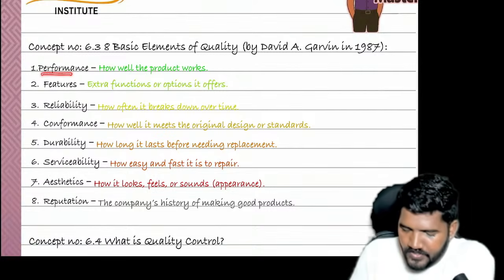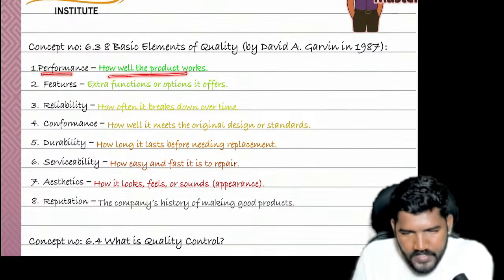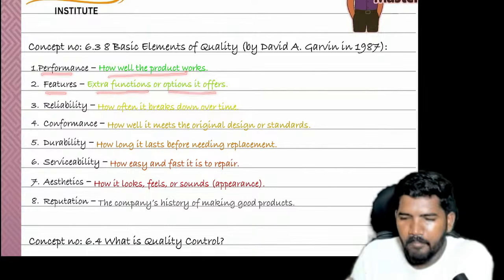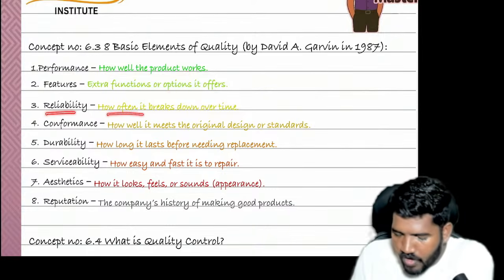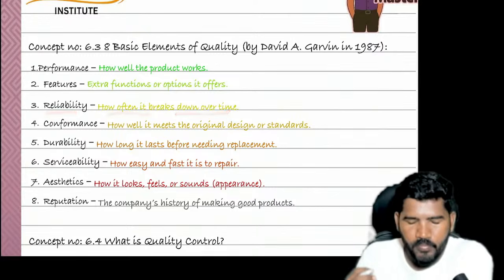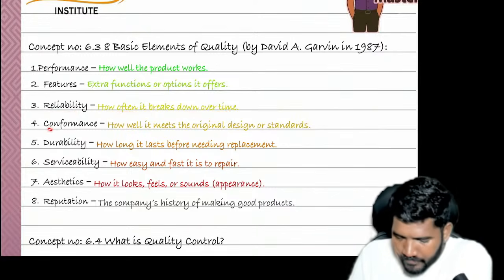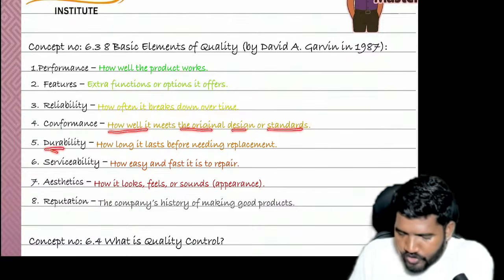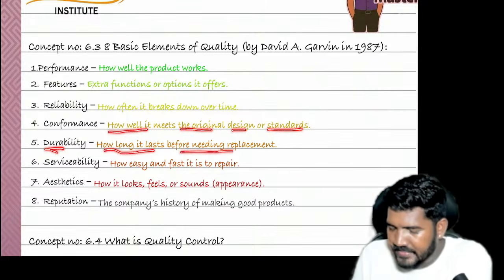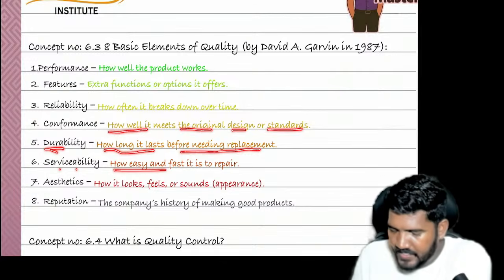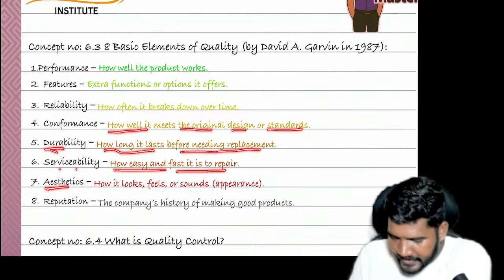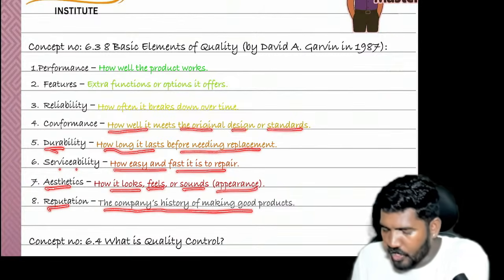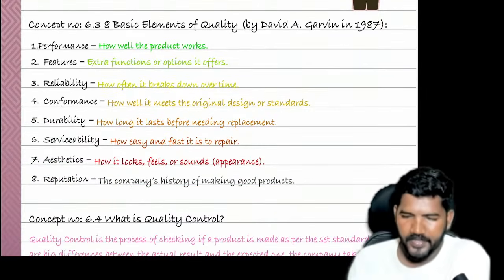When it comes to the performance element, it is how well the product works. Features are the extra functions or options it offers compared to others. Reliability is how often it breaks down and, over time, how long it survives. Next, conformance: how well it meets the original design or standards. Durability: how long it lasts before needing replacement. Serviceability: how easy and fast it is to repair. Aesthetics: how it looks, feels, and sounds. Reputation: the company's history of making good products. So these are the basic elements of quality.